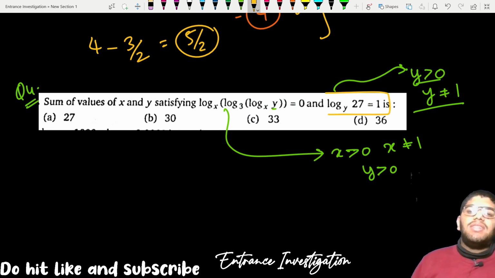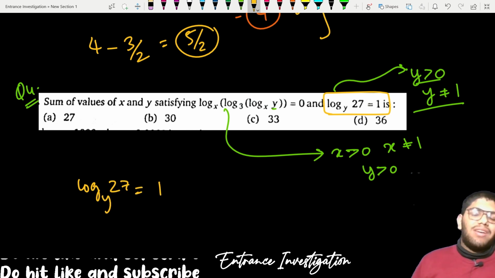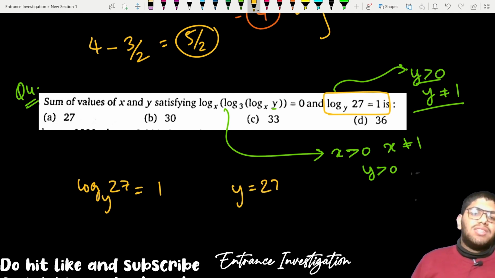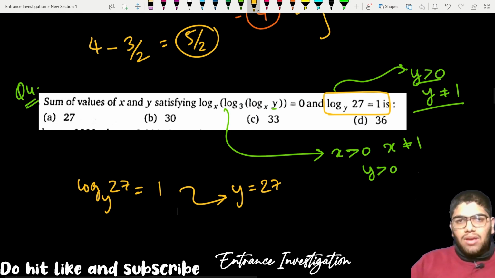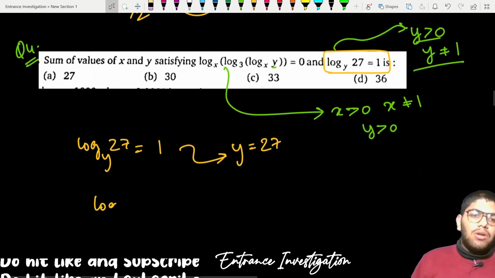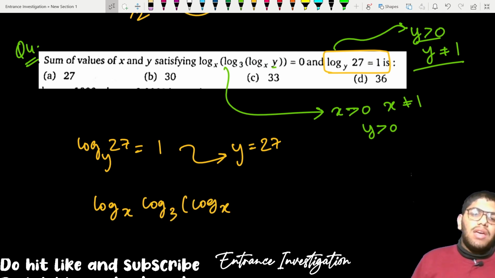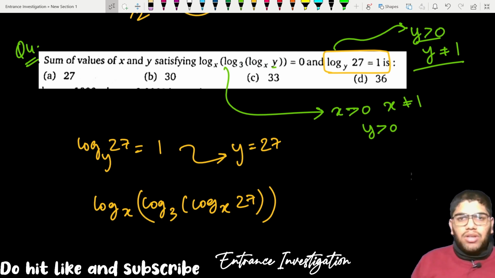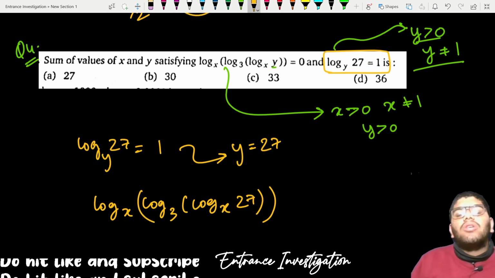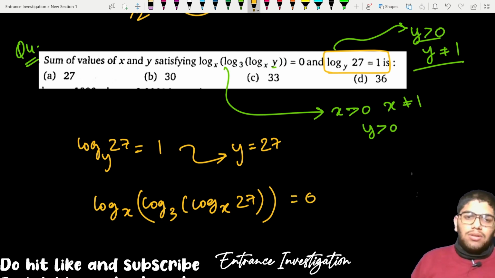This is a very easy thing. Now, who will tell me what is the value of y? Y is equal to 27. This follows y is equal to 27. Simple. Great. And log of x into log of 3 into log of x, because y is 27, y is greater than 0, y is not equal to 1, so I can write it simply like that. This is equal to 0.